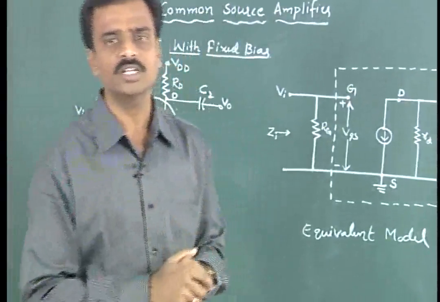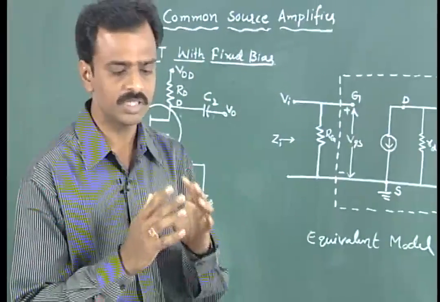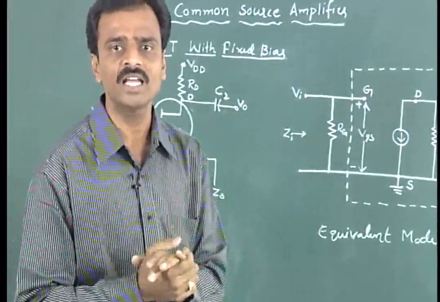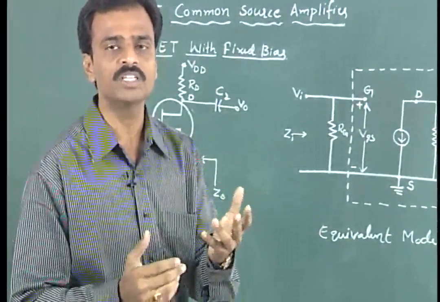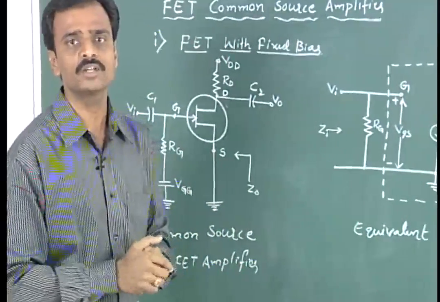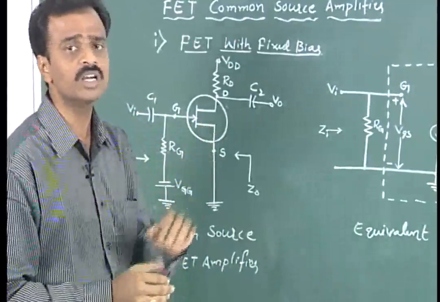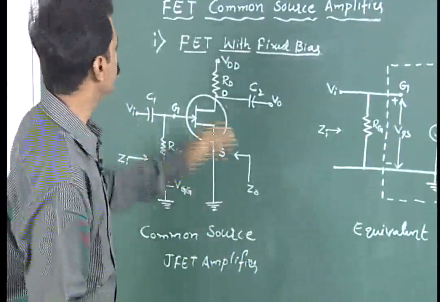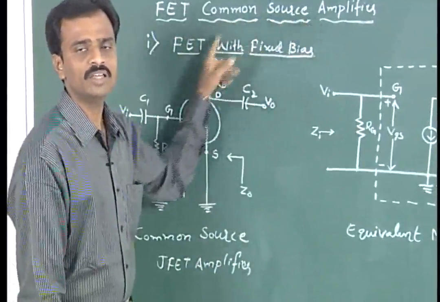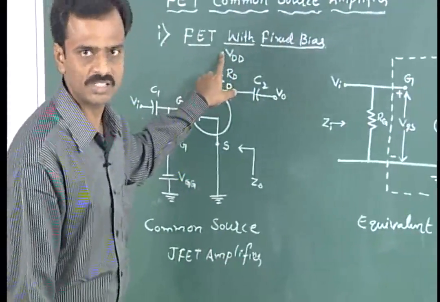So first we'll see the 3 configurations, in which each configuration acts as an amplifier during amplification. Further, they are given different types of biasing techniques. The first biasing technique we are going to discuss is for the common source amplifier: the field effect transistor common source amplifier with the fixed biasing technique.